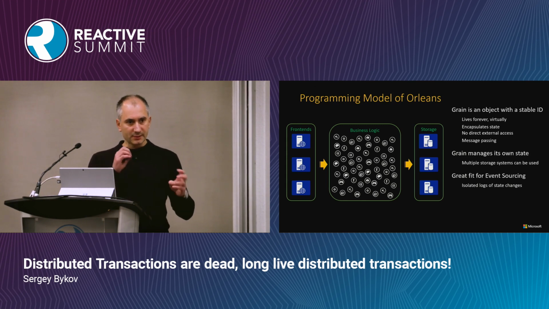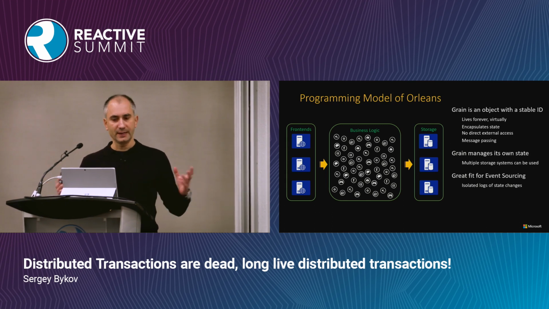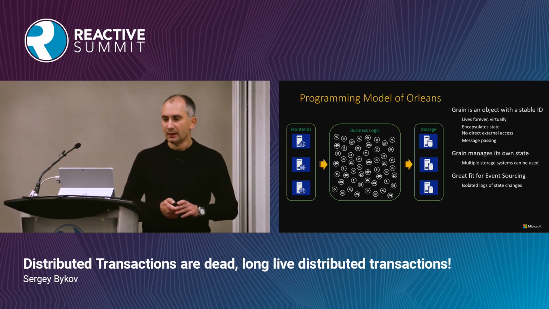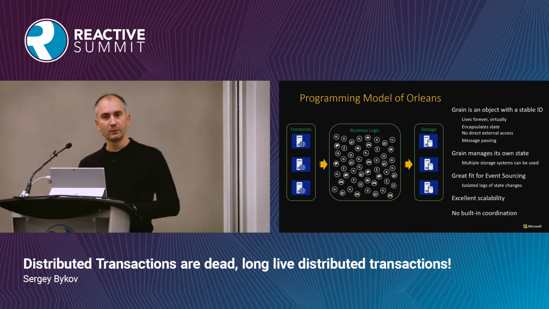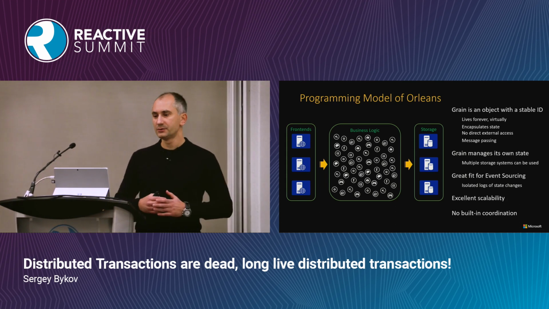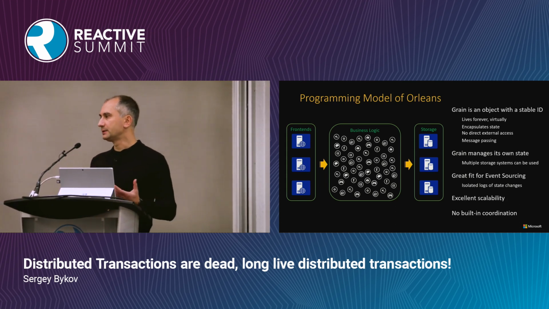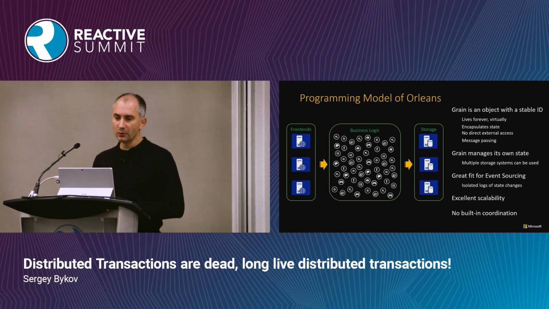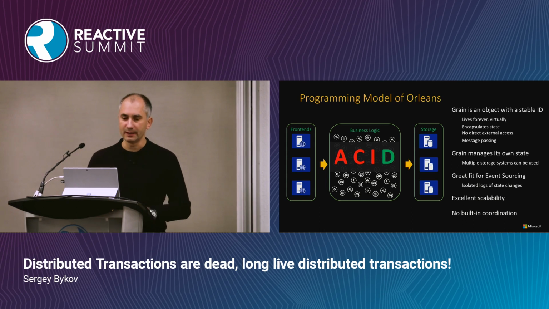Because there is no single point of coordination in the system, and because these actors can be created on a scalable, elastic cluster of servers, it scales really well. So you have very good scalability. But when we talk about consistency, there's really no built-in coordination. There is nothing that the system offers you. So if we go back to ACID, we're again getting just the D and none of the other letters.